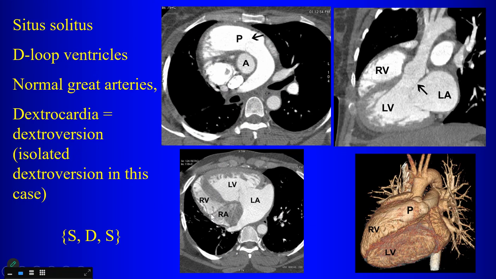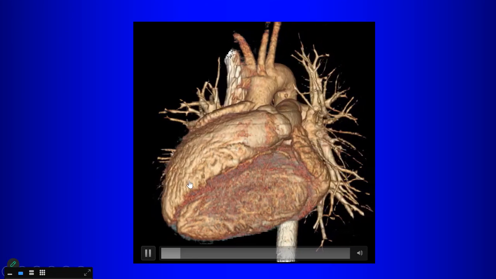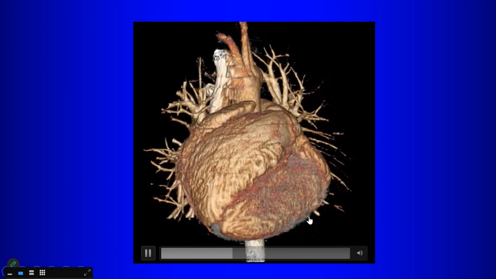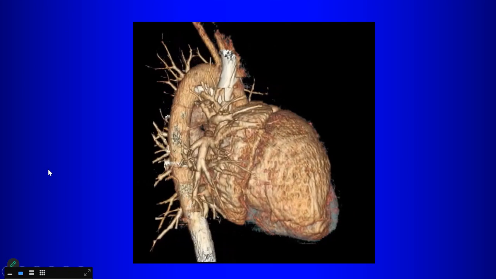It looks like the heart twisted abnormally, but we went through the embryology. It's not that it twisted abnormally. In this particular case, it just didn't migrate to the left, which is what it was supposed to do with a D-loop heart in situs solitus. Okay, so SDS for this patient, and there it is. If we turn it the other way, it would appear more normal to us.